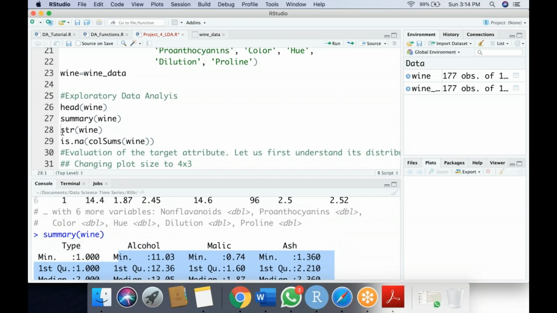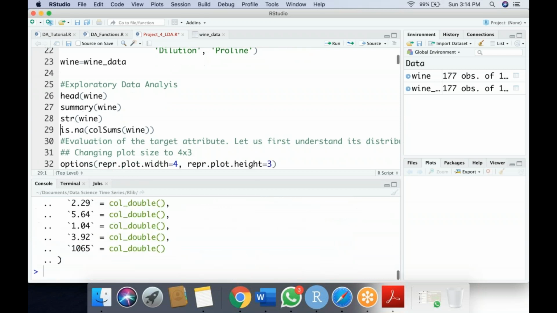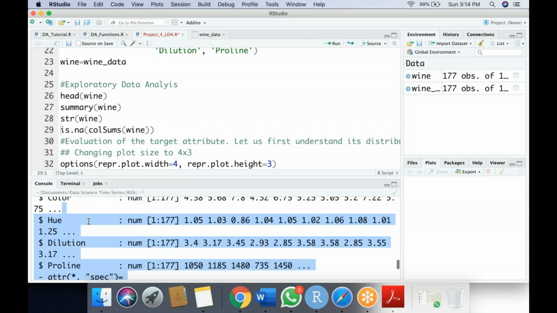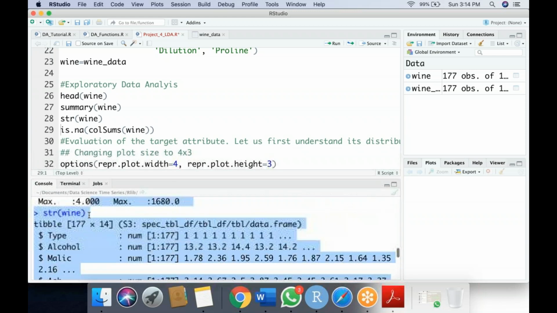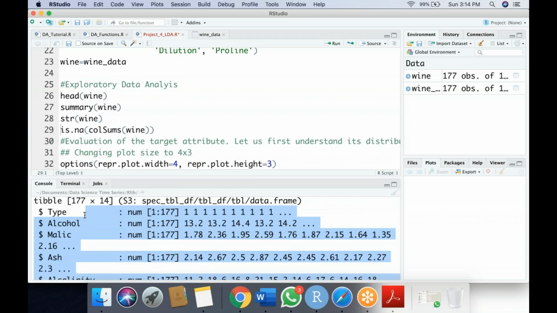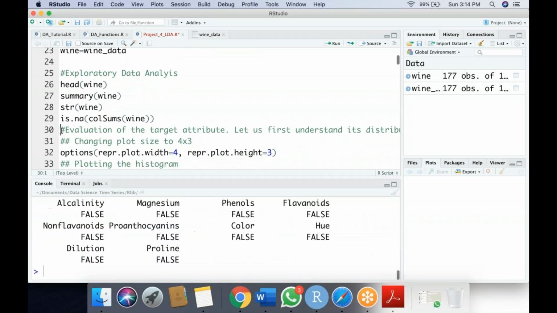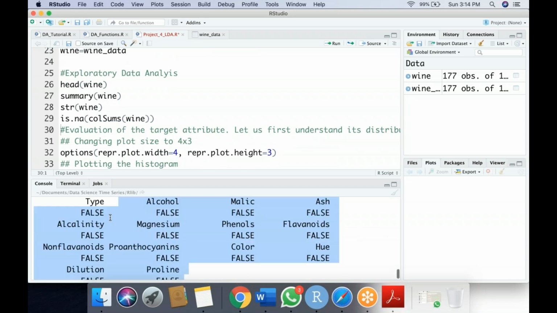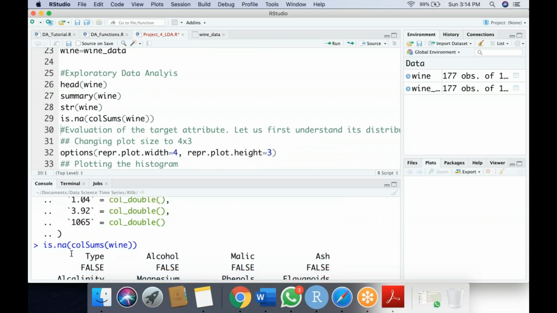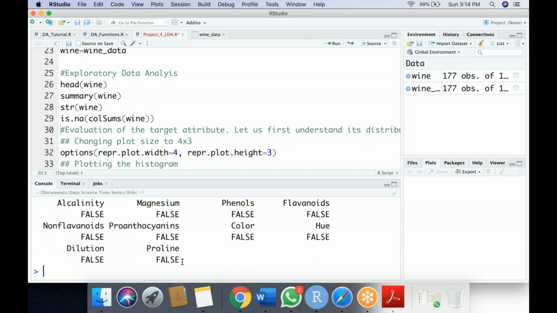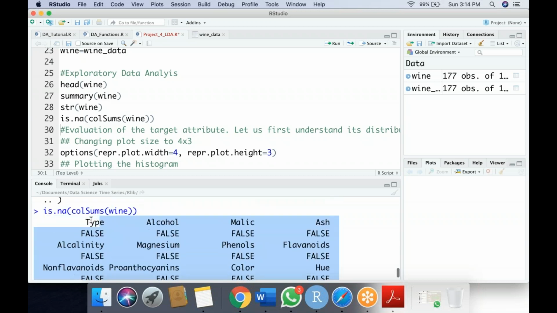We can create a quick summary. Similarly, we can see what the structure characteristics of this data are, and all are numerical. And is there any NA? So we can see there is no missing data presented over here, correct?